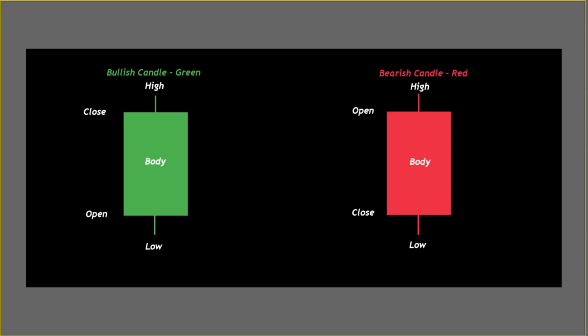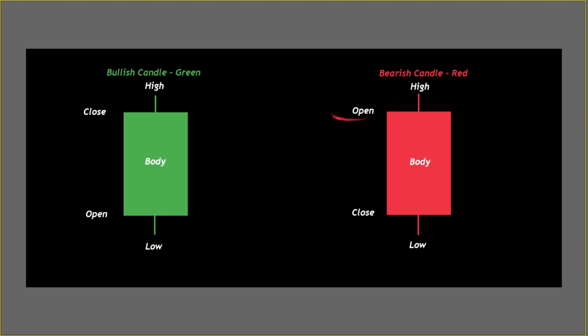So to recap, here we have our basic example of basic Japanese candlesticks. We have our bullish candle, green. This is indicating that price went higher during this time period. The bottom portion of the body is our opening price. The top portion of the body is our closing price. We have a lower wick indicating the lowest price of the trading session and the highest wick indicating the highest price of that particular trading session.